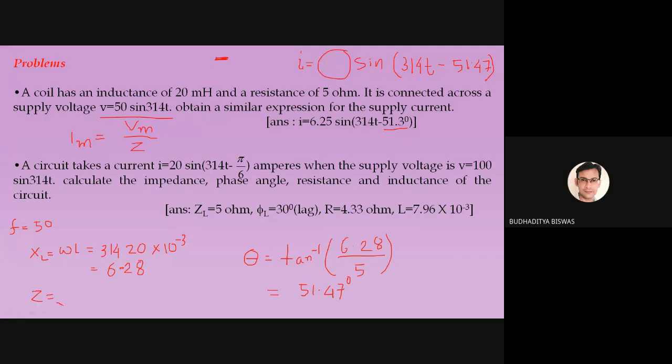Very good. So what is the value of R? 5 ohms. XL square plus R square. What is the XL value? 6.28. If somebody does the calculation for me, it will be a favor. What is the value of Z? 8.027. Now, if we do the calculation, Vm equal to 50. So 50 by 8.027, how much is it coming?